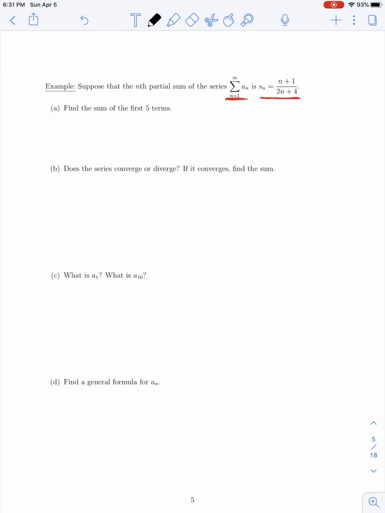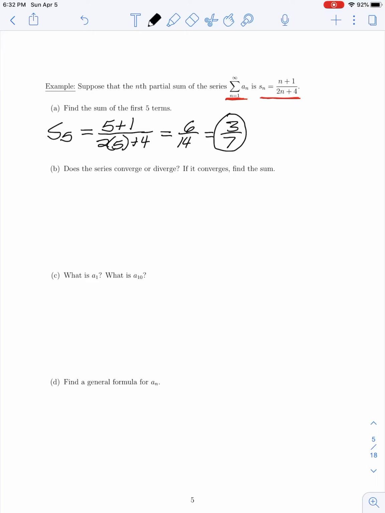Now the sum of the first 5 terms is given by the fifth partial sum. So if I have an expression for the nth partial sum and I want the fifth one, I'm going to plug in 5 in place of n. So we'll have (5 + 1) over (2 times 5 + 4), which leaves us with 6 over 14, or 3 over 7. So the sum of the first 5 terms of our series is 3/7.